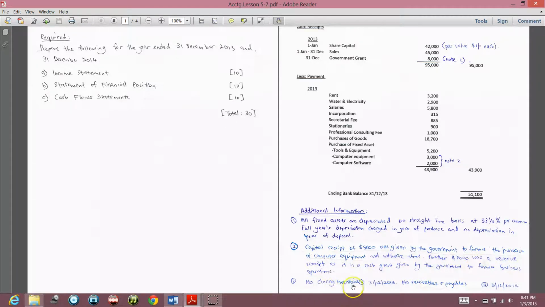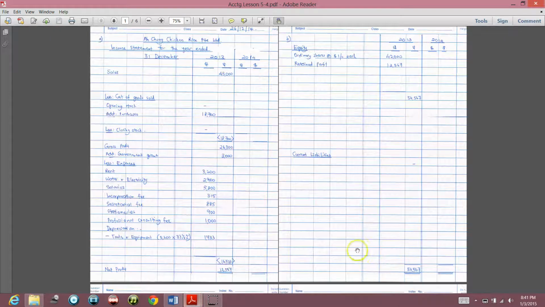No closing inventories, no closing stock at 31st December 2013. No receivables, no debt; in other words, no debtors and creditors at 31st December 2013. So now look at this question here.